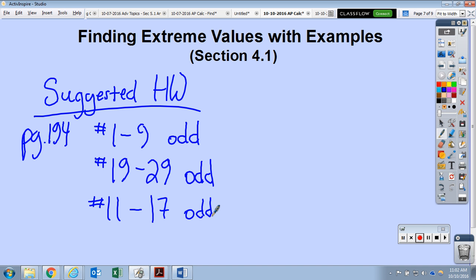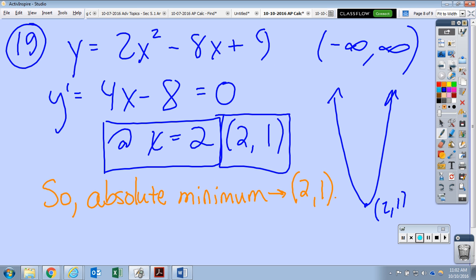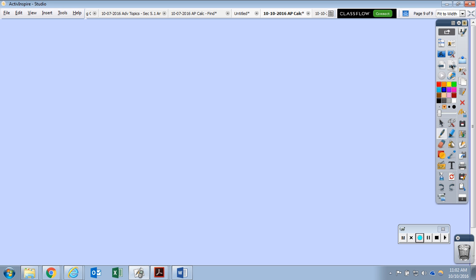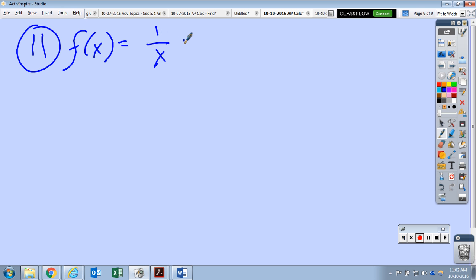So number 11, you have to be comfortable with that. Let's look at number 11. Number 11 says f of x is equal to 1 over x plus the ln of x, natural log of x. And we're going only from 0.5 to 4, which actually makes it more convenient.